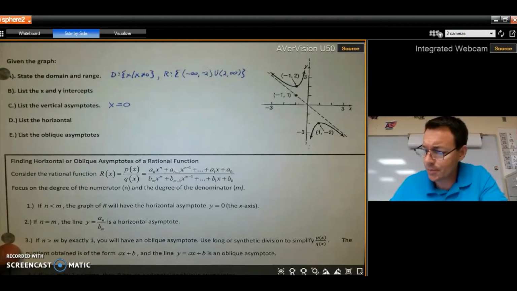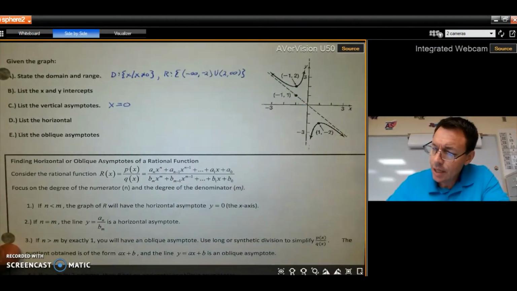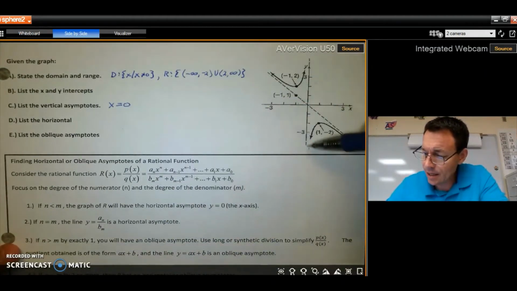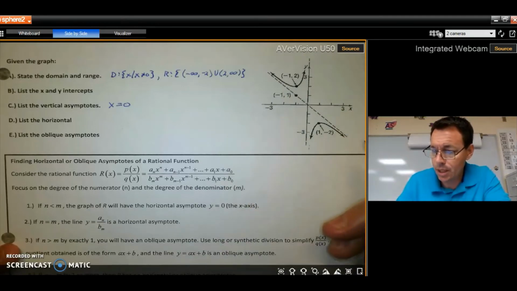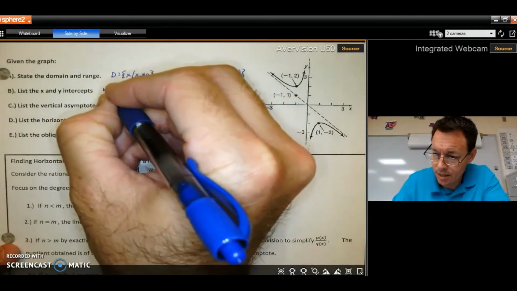List the x and y intercepts. Well, there's no x-intercepts, and also since the y-axis is a vertical asymptote, there's not going to be any y-intercepts either, so there are none.